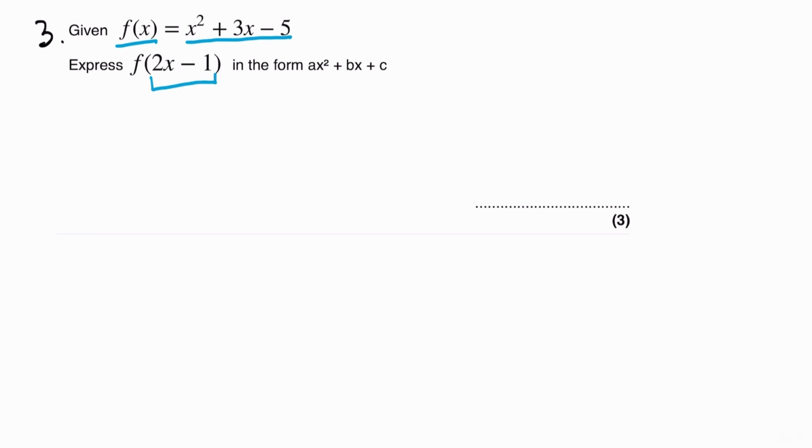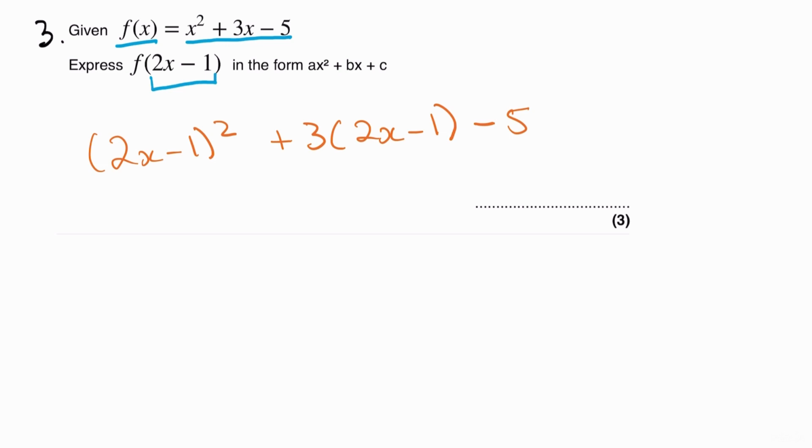So let's do that now. So we're going to write, instead of writing x squared, we have to write (2x minus 1) squared plus 3. And because the 3 has an x attached to it, wherever I find an x, I have to substitute whatever's inside that bracket. So I have to write 2x minus 1 again, and then I write minus 5. And because the minus 5 has no x attached to it, I just write minus 5 normally.